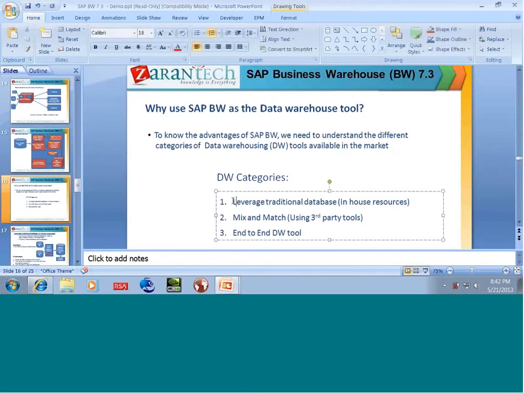The first and foremost category that I would refer to is leveraging traditional databases, which is in-house resources. The second option is mix and match using third-party tools, and the third category is end-to-end data warehousing. Let's look at each of these, because right now we are not talking about any tool. We want to understand what these 3 different categories are and what their advantages and limitations are. That's when we will know why a specific tool is being used in an organization.